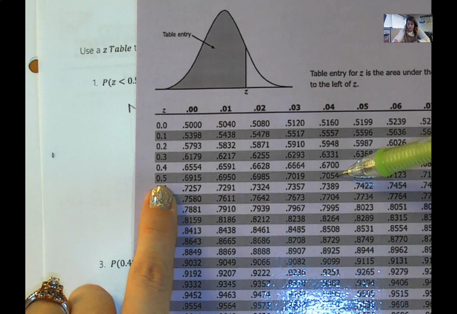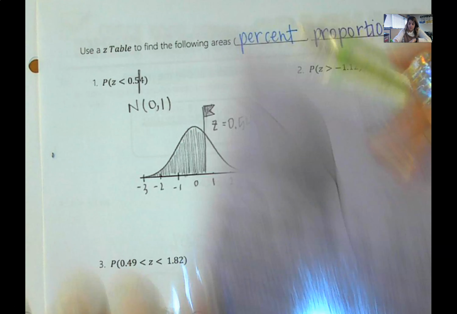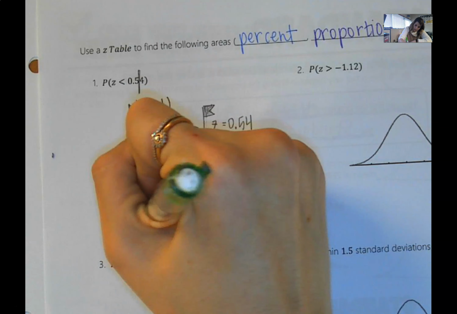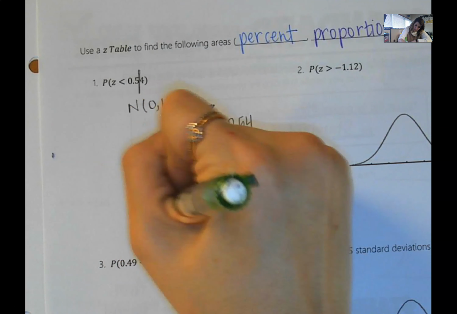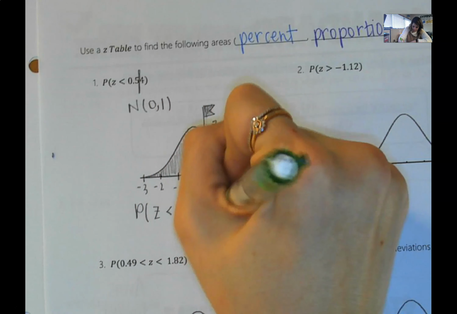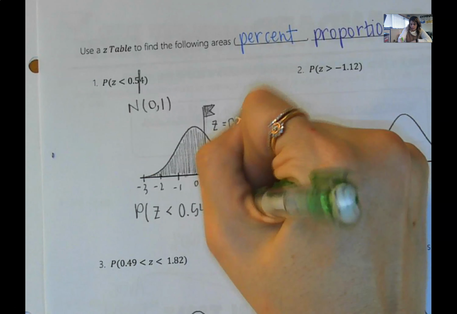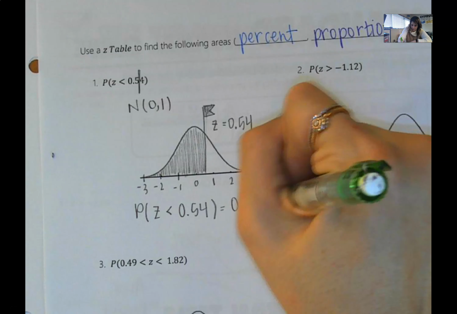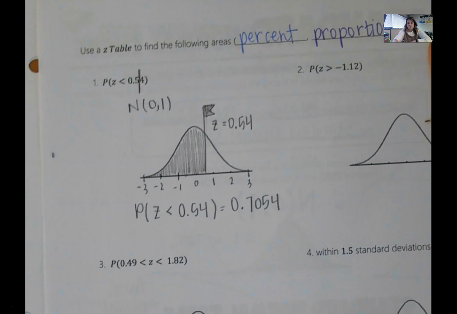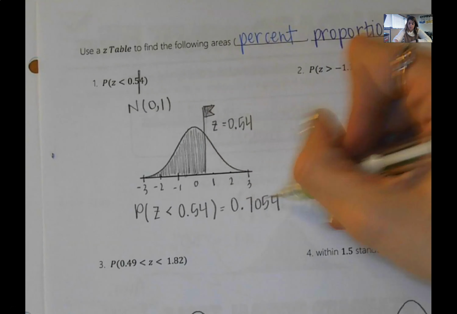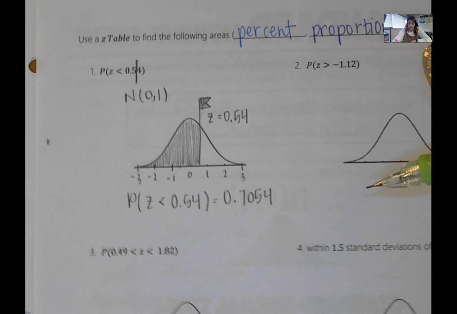So I am getting 0.7054. So P of Z less than 0.54 is equal to 0.7054, which would convert to or equal to 70.54%.